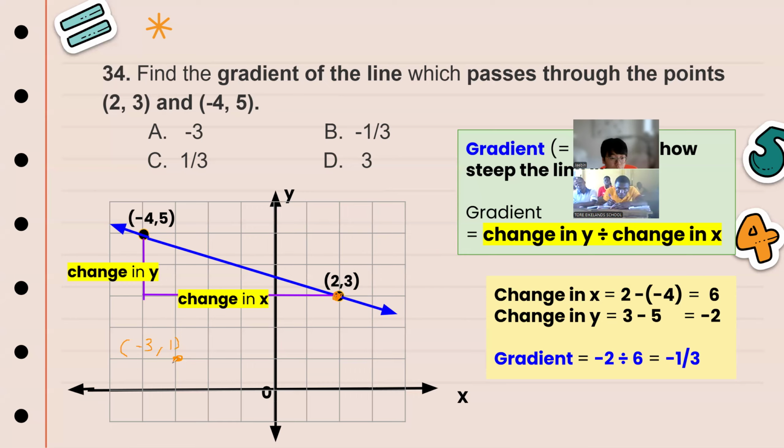Can anyone find it? David, you can't see your writing. Can you see this point here? Negative 3 comma 1 passing through 2 comma 3. Yeah. Can you find the gradient between those points?